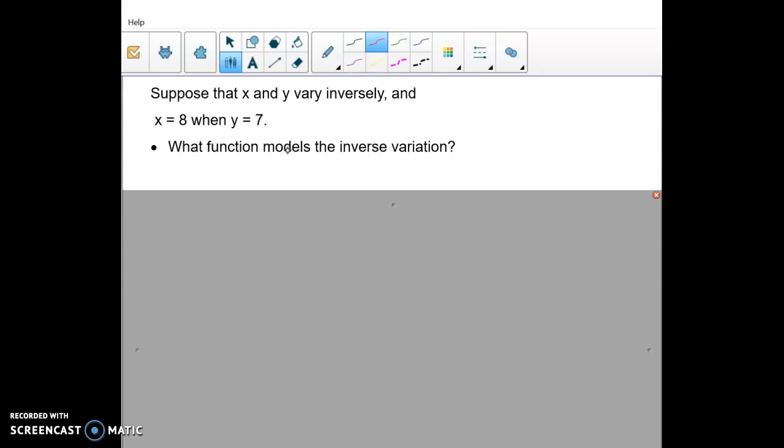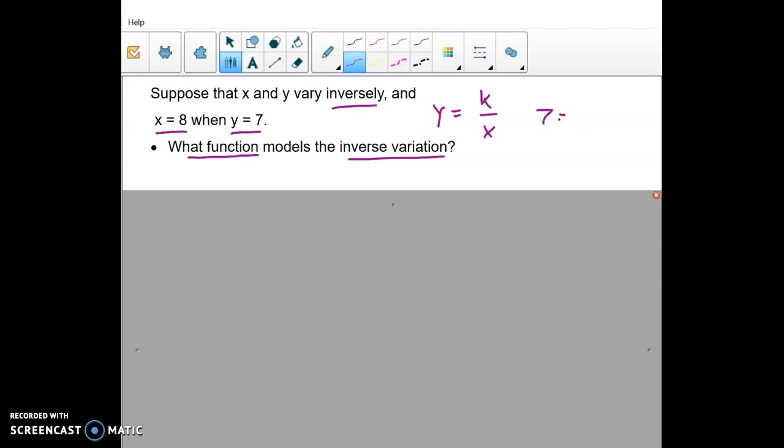It says suppose that x and y vary inversely. Once we see this, we can just say it's a fixed amount k over x, right? So x and y are variables, and k stands for some number we don't know at the start of the question. It asks what function models this inverse variation. To get the equation, we just have to figure out what k is. They give us this factoid that x is 8 when y is 7.